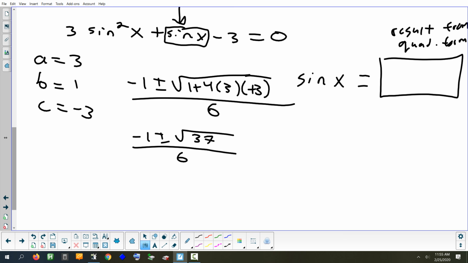Is this x? Is that the answer? So what did we just solve for? Sine. We just solved for sine of x. That's not x. If this was a regular quadratic problem that just said x squared plus x minus 3, then you would have solved for x. That goes in this box.